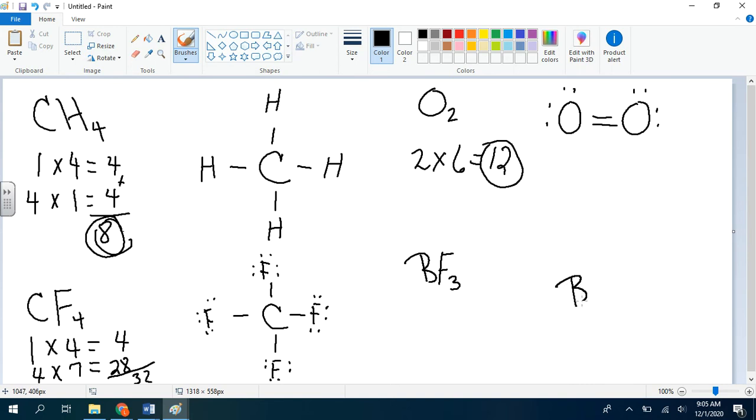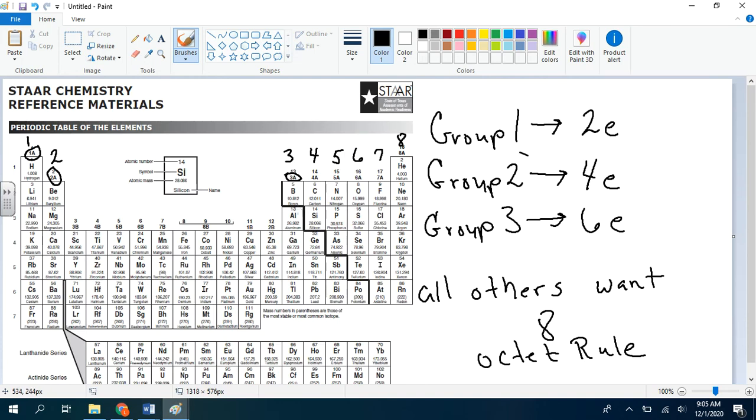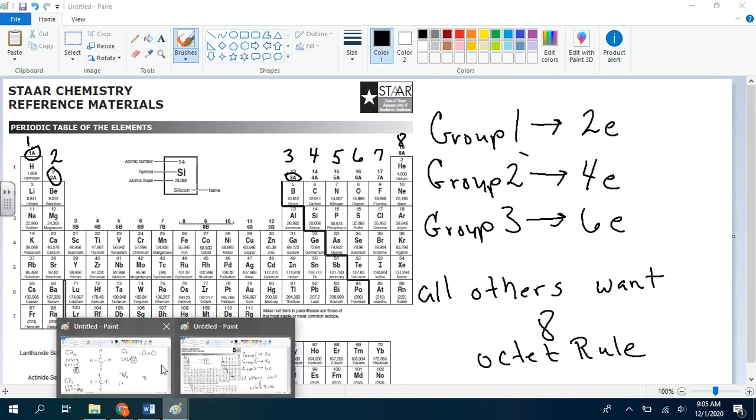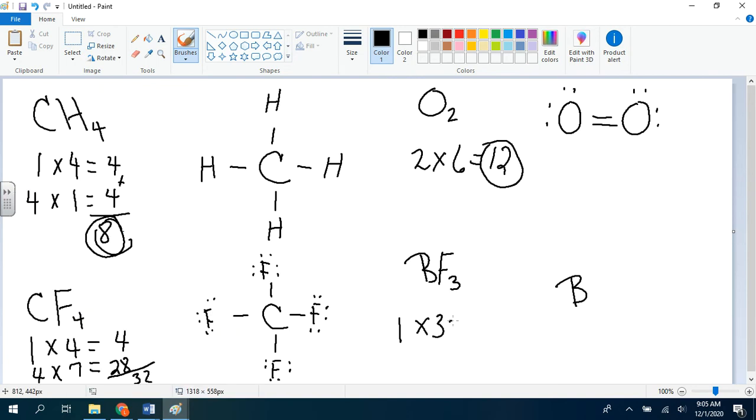Last one for these examples. Let's add up these first. I'm skipping a step. Okay, we've got 1 boron. So 1 boron, and check its valence electrons. Boron's here. He's got 3 valence electrons. So 1 times 3 equals 3. I've got 3 fluorines. Remember, fluorine was over here too. He had 7 valence electrons. F has 7. 21. Okay, so our total is 24.